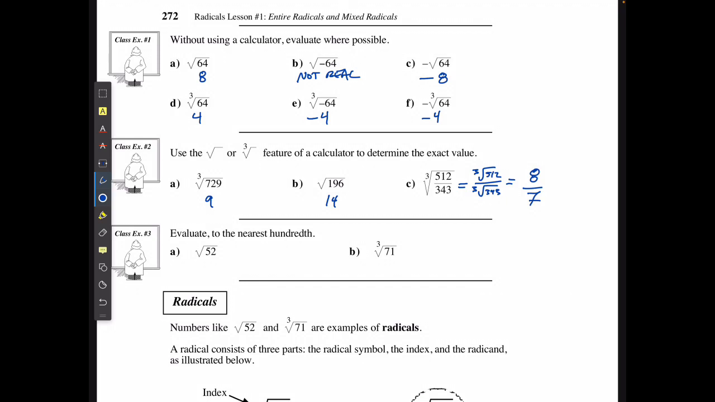Now remember, if I take the square root of something that is not a perfect square, I'm going to wind up with an irrational number that's going to go on and on forever with no repeating pattern. So if I just want this to the nearest hundredth, well, this would be 7.21. And the cube root of 71 is going to be approximately 4.14.